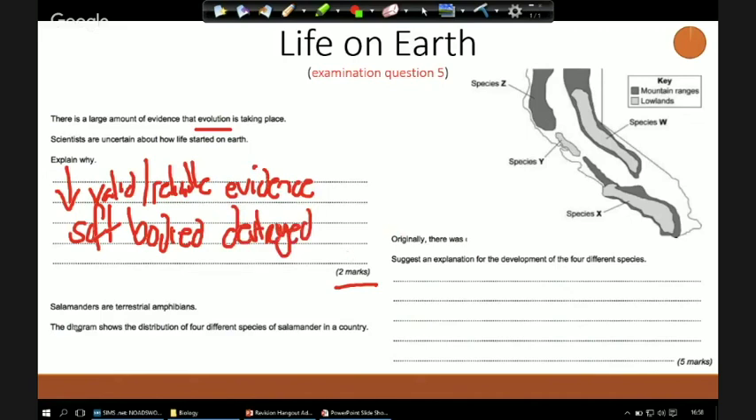Now, for the second part, salamanders are these terrestrial amphibians, and the diagram shows the distribution of the 4 different species. So we've got species Z, Y, X, and W. Originally, there was just one. Sorry, I've cut the picture off a little bit. There was just one species. How did all 4 come around?